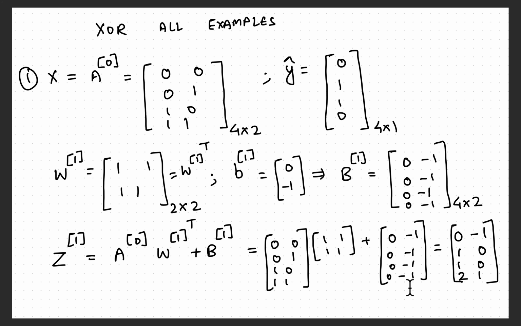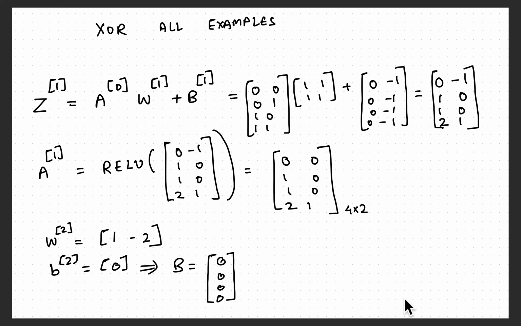Plus a 4 cross 2 matrix. So the entire thing is now a 4 cross 2 matrix. Right? And once we have done that, we can apply ReLU element-wise on capital Z square bracket 1. So ReLU applied on 0 gives us 0, ReLU applied on -1 gives us 0, applied on 1, 0, 1, 0, 2, 1 gives us 1, 0, 1, 0, 2, 1. Right? So you get a 4 cross 2 matrix.